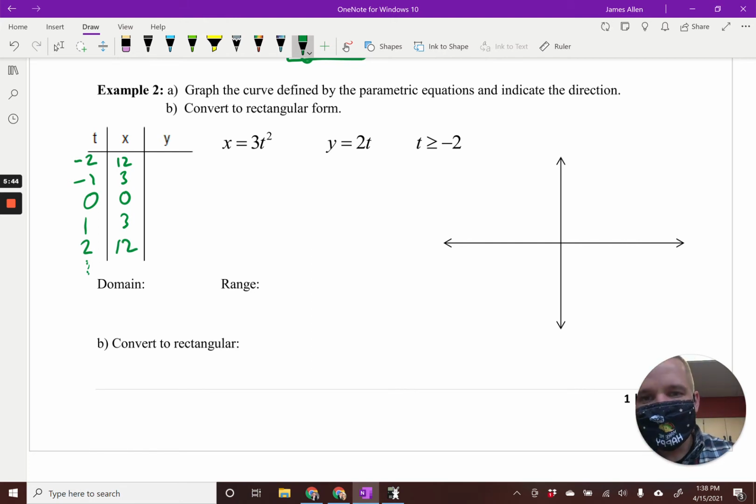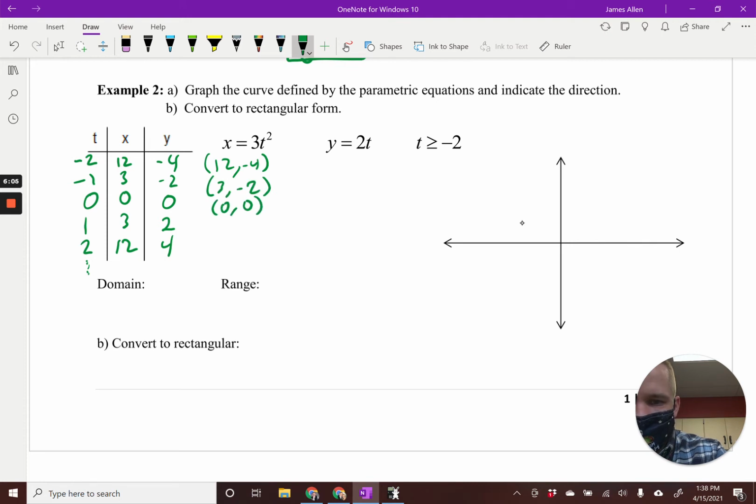Okay. Now, how about for y? If I plug in -2, I'm going to get -4. For -1, I'm going to get -2. 0, I'm going to get 0. 1 will give me 2. And then 2 will give me 4. So I've got these ordered pairs of 12, -4, and this is, again, what I'm going to plot. 0, 0, 3, 2, and then 12, 4.